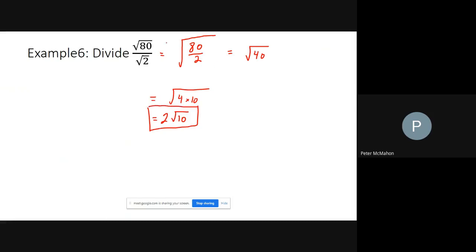Okay, so just in summary, we combine these into one radical like this, and then I can just divide them normally. 80 divided by 2 is 40. The same way that if I was multiplying, you can divide them like this, and then we want to simplify the square root of 40, like we learned in our last lesson.